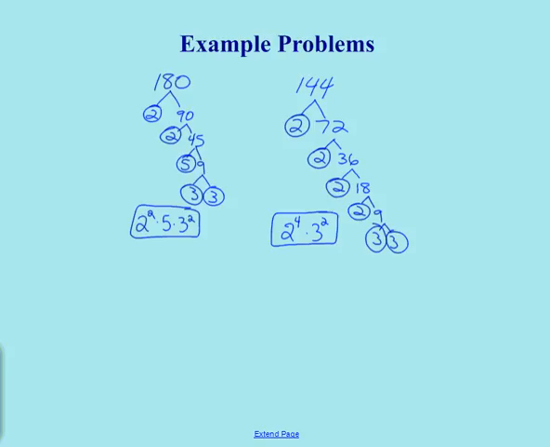Now that we have the prime factorizations for 180 and 144, we need to find the GCD, the greatest common divisor. And if you remember the two steps for doing this, the first step is doing the factor trees and finding the prime factorizations. We've done that. Now the second step is to take just the common factors. So the common factors that we see here, there's a 2 and 2 and 3 and 3.